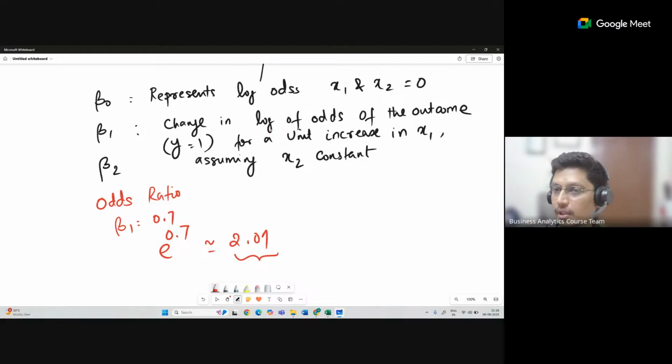Previously, it was log of odds. After taking exponentiation, you are converting log of odds into odds. So this is more interpretable. So for a unit increase in x1, which is your feature, the odds of the outcome changes by 2.01 times, assuming the other variable to be constant. Is this fine? Can we move on?